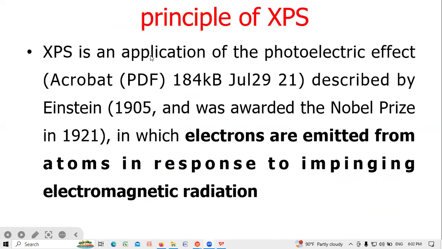X-ray photoelectron spectroscopy is an application of the photoelectric process described by Einstein, who was awarded the Nobel Prize in 1921, in which electrons are emitted from atoms in response to electromagnetic radiation.